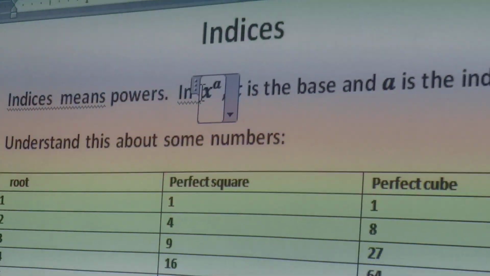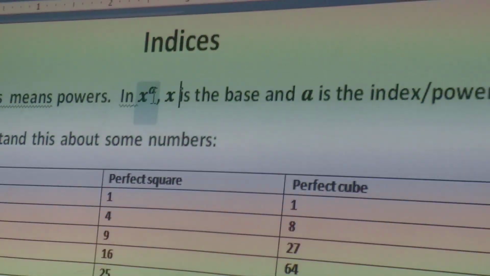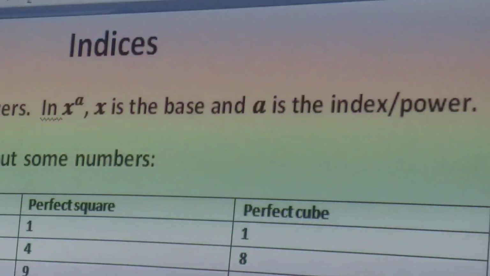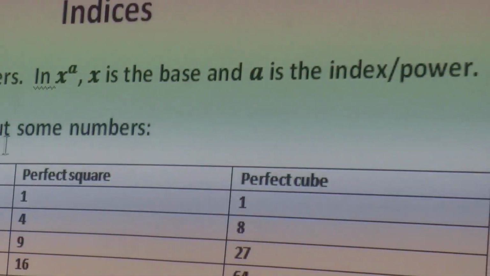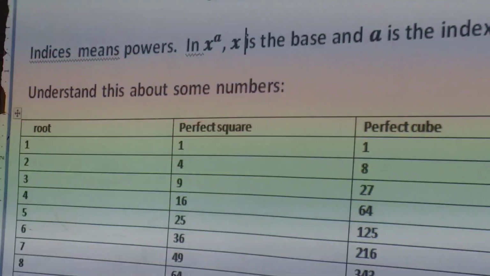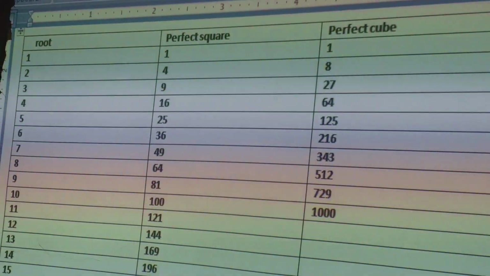Let's have x to the power a. In x to the power a, x is the base and a is the index or the power. I would like you to understand this table. I can't talk about it much, but you should understand it because it will be very useful in indices.